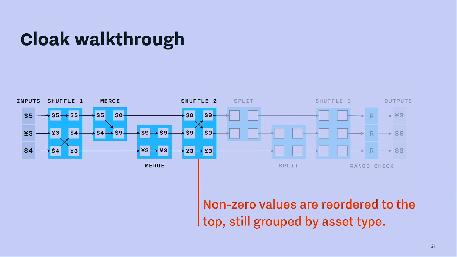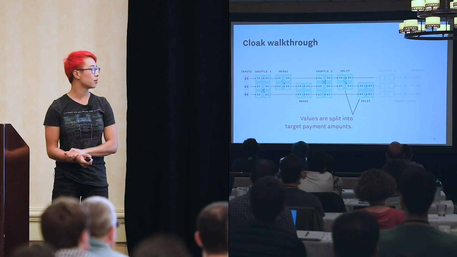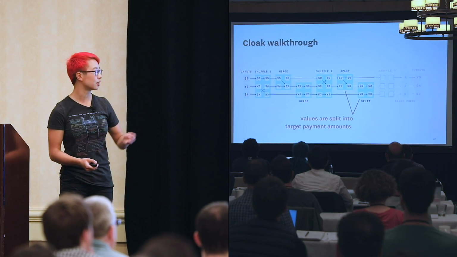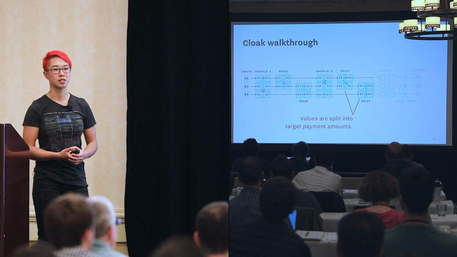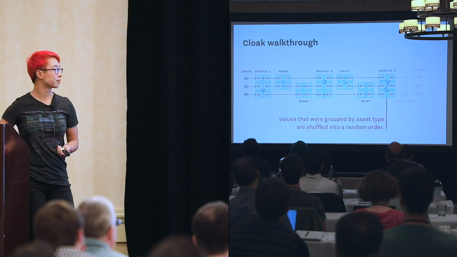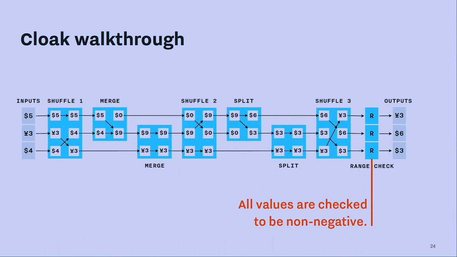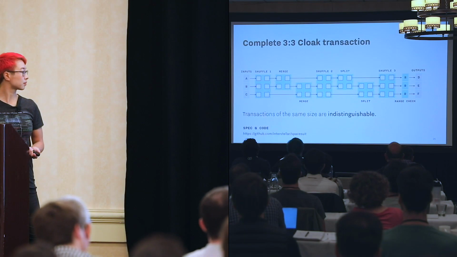So hopefully you see where this is going, because we actually want to split all of the things that are non-zero into our target outputs. So here we know that our target outputs are 3 yen, $6, and $3. And so we split $9 into $6 and $3, and nothing happens with the other value. And then we add a last shuffle so that we can order the assets in the order expected by the outputs. And then, of course, we have to do a range check, so we prove that nothing is negative, because that would be bad. So that's what the prover sees.